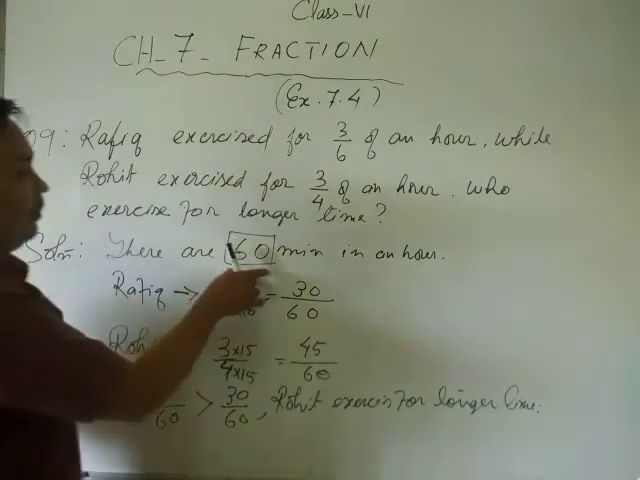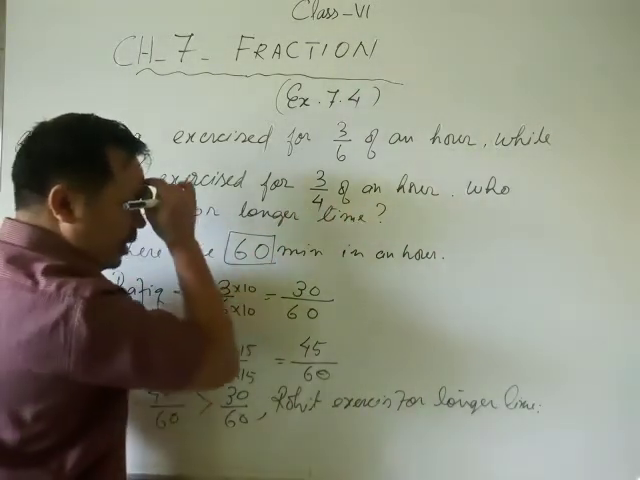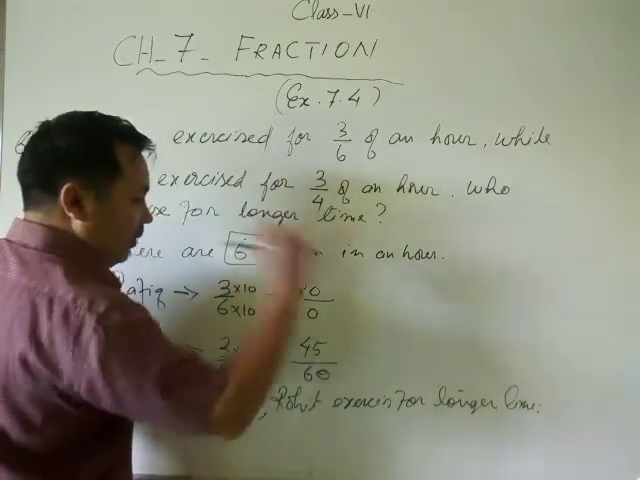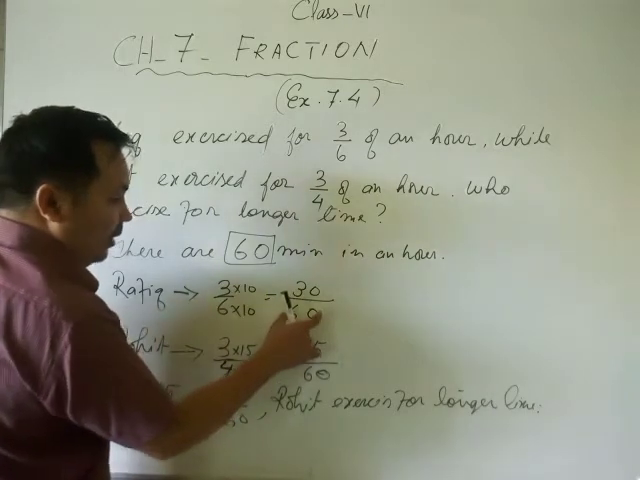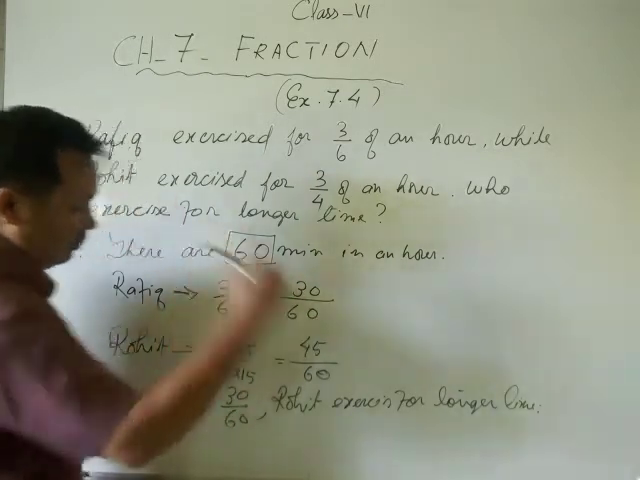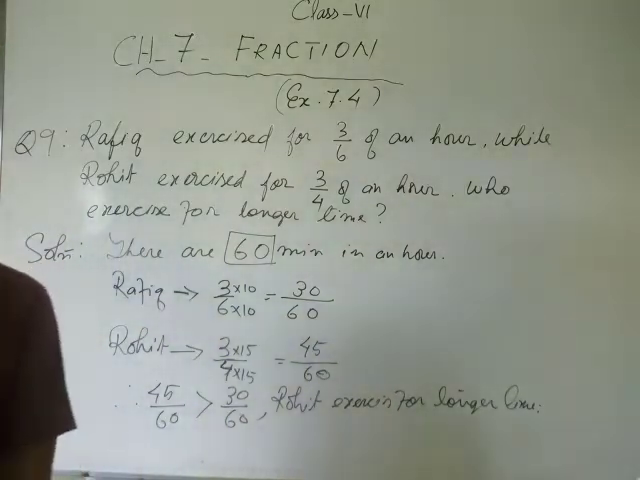Why do you get 60? Because the fraction of an hour is in minutes. How many minutes are there? 60 minutes. So convert all of these into fractions having 60 as the denominator. That's all. Now, clear? Now let's go to the next question.